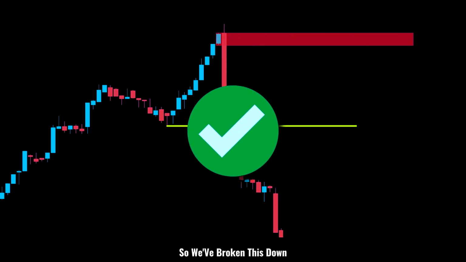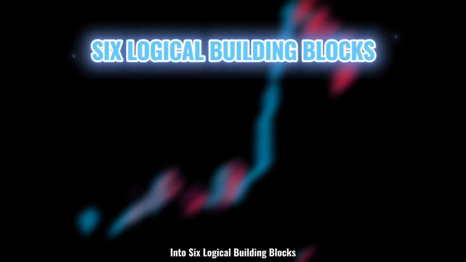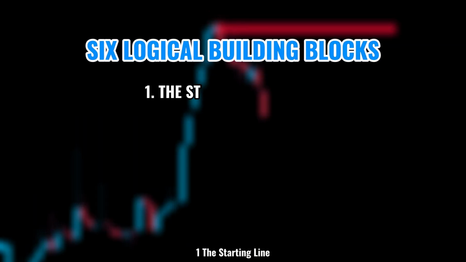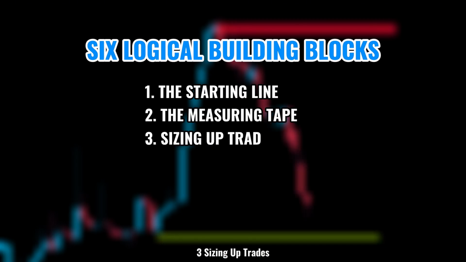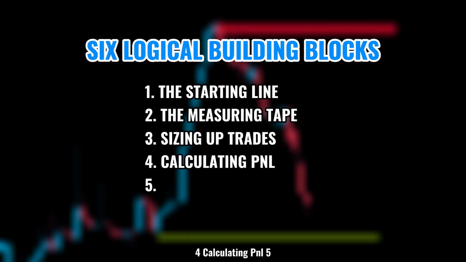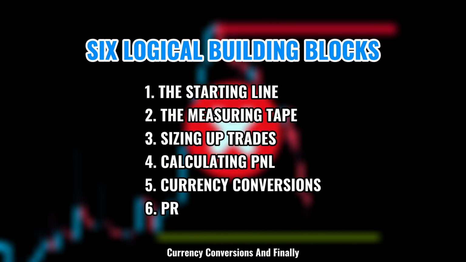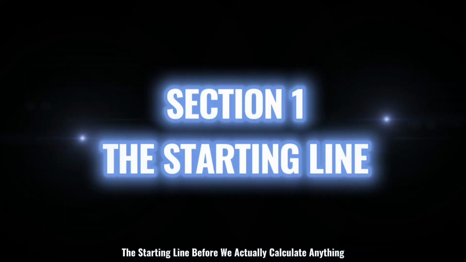So we've broken this down into 6 logical building blocks. 1. The starting line. 2. The measuring tape. 3. Sizing up trades. 4. Calculating P&L. 5. Currency conversions. And finally, protecting capital. Let's kick things off with section 1, the starting line.